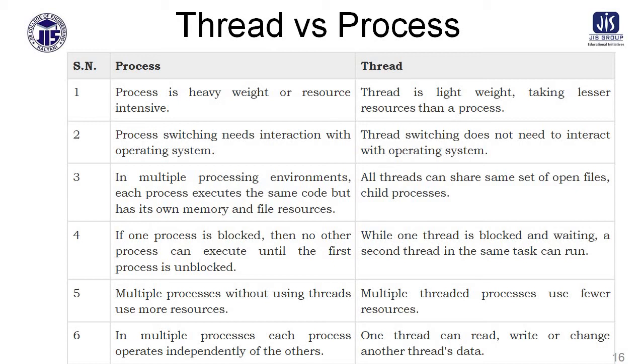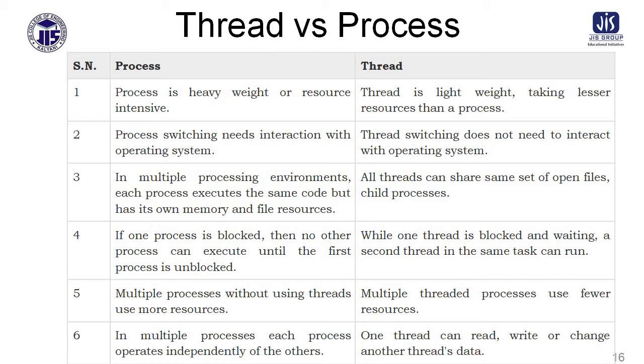Number 5, multiple processes without using threads use more resources, but in case of thread, resource usage is very less. Number 6, in multiple process, each process operates independently of each other, but in thread model, reading, writing or changing any other thread's data is possible. So these are the points you have to remember.